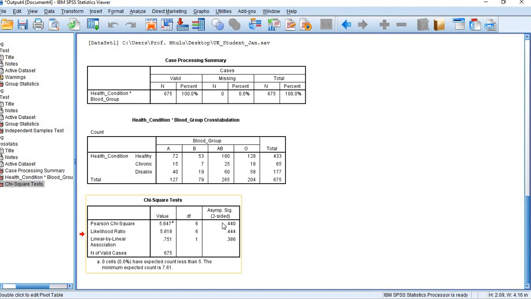So in this case, I'll say the significant value of the Pearson chi-square test is 0.440, which is greater than 0.05. Now it's greater. So what do we do? We therefore fail to reject the null hypothesis and conclude that there is no relationship between blood group and health condition of the students. You see, when we say we fail to reject, it is like now you're accepting it. That is why we are concluding on the very same.